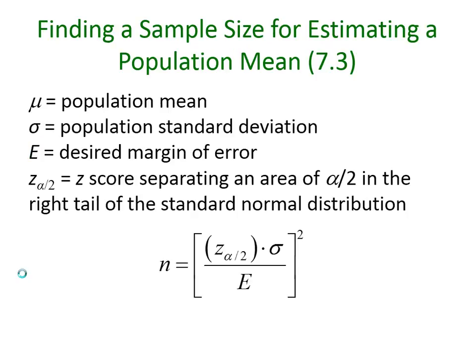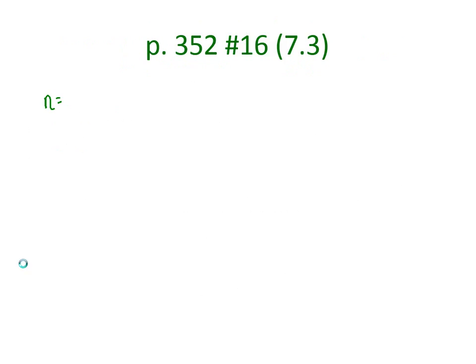So the formula we're using is n equals the z of alpha over 2 times sigma over the margin of error, quantity squared. What do we know on number 16? Okay, the population standard deviation sigma is 18.6.